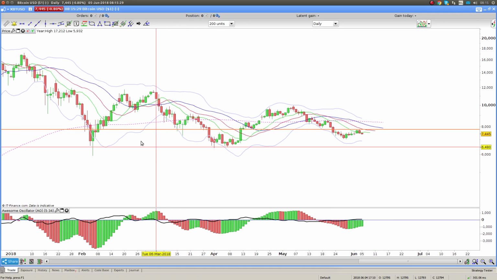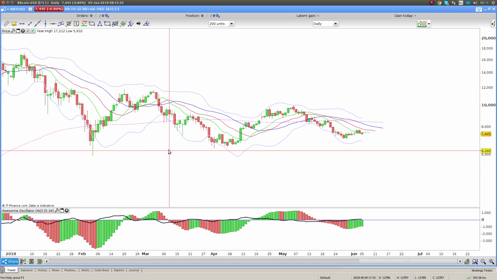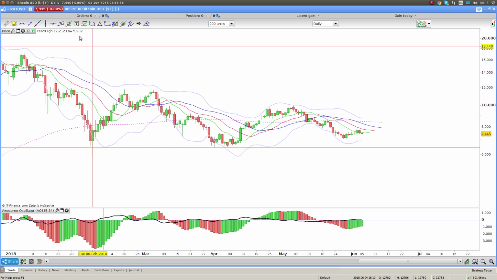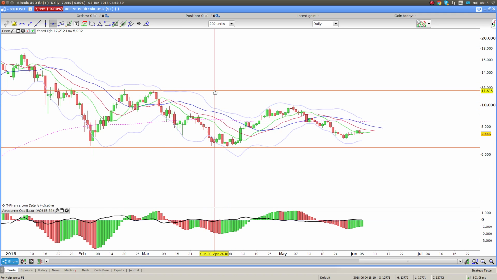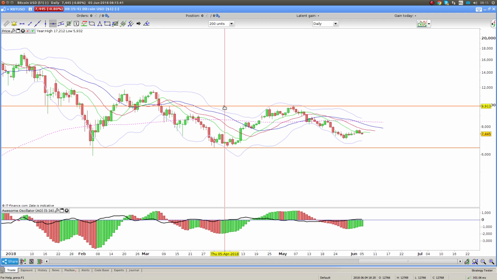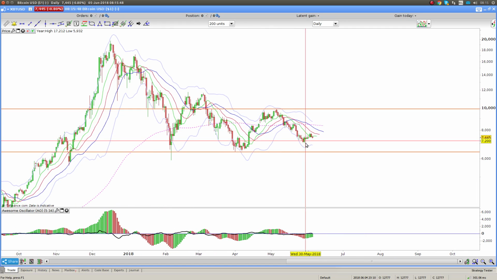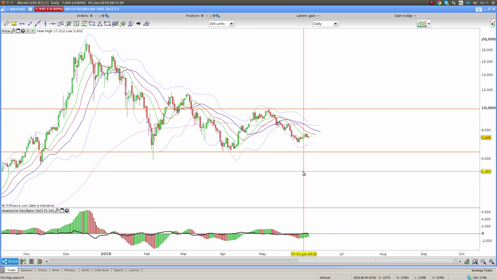So for me, I'm just going to delete that horizontal line, and I'm going to add this one in, let's put it in there. Okay. So right now we are in a very big range, and we are towards the bottom side of this range.